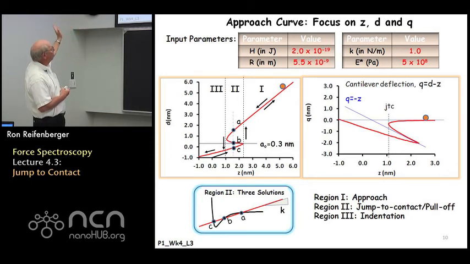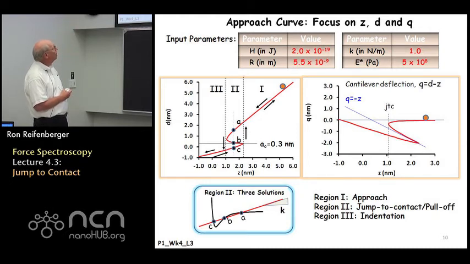You can then load the tip against the substrate, and then as you retract, right, the tip will stay in contact with the substrate until you reach a Z value where the rightmost dashed line just comes off the red curve and you jump away, right?